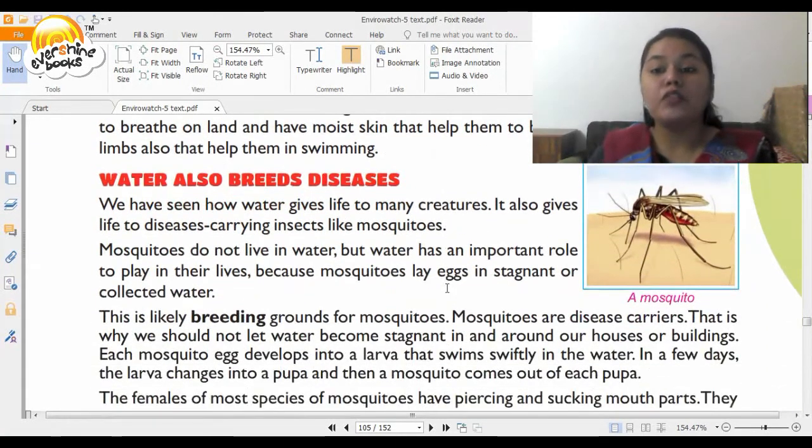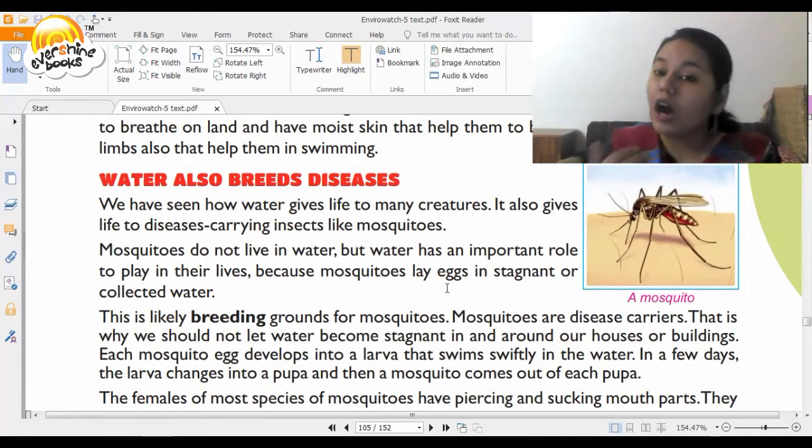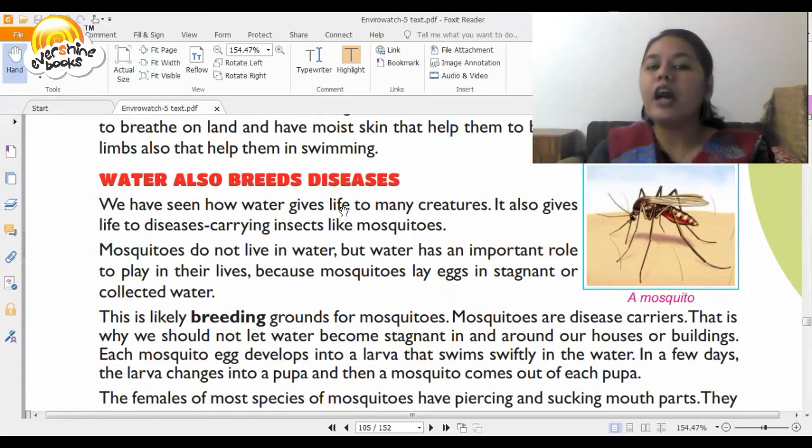Now we talk about how water sometimes is a place which gives birth, maybe you can say, to a lot of diseases. So how does this happen and why does this happen? We have seen how water gives life to many creatures. It also gives life to disease-carrying insects like mosquitoes.